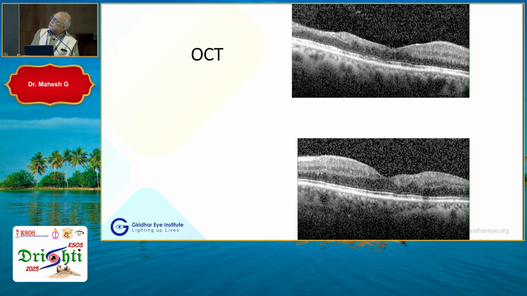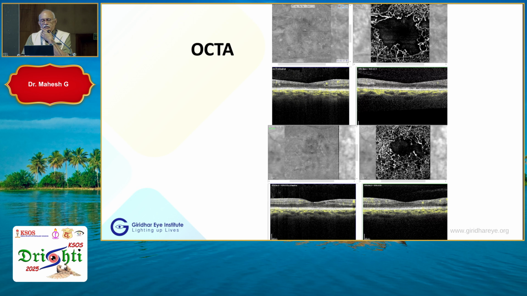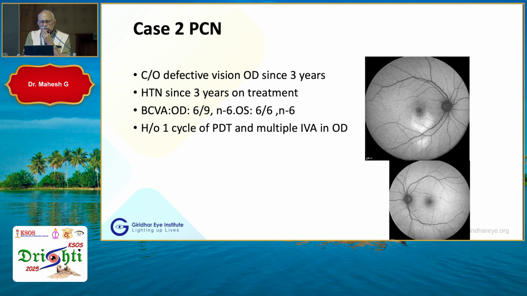The top picture, left side, you cannot make out the layers of the inner retina. So there is a disorganized retinal inner layer, and in fact that corresponds to the superficial and deep vascular plexus network abnormality in OCTA, which you can call ischemic maculopathy.